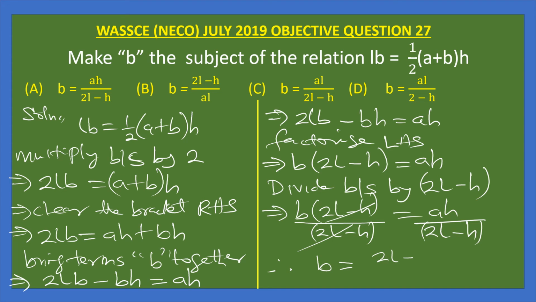We have the B now as equal to what? AH over 2L minus what? H. So this is our final answer. Let's check the options if the answer is there. AH over 2L minus H, so option A is the answer.